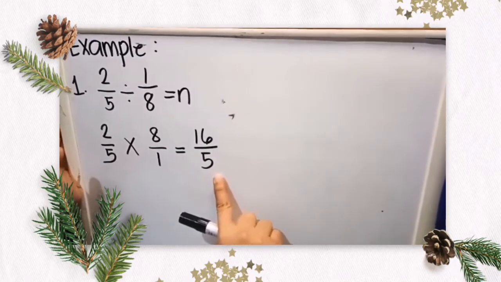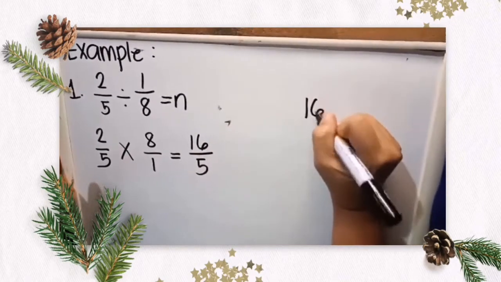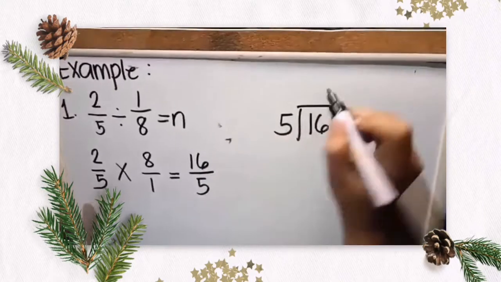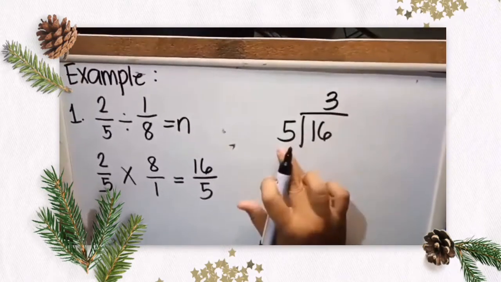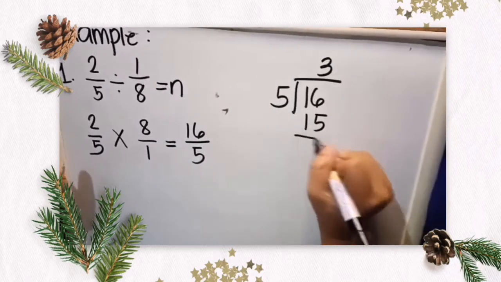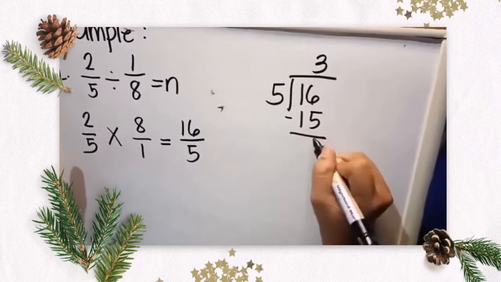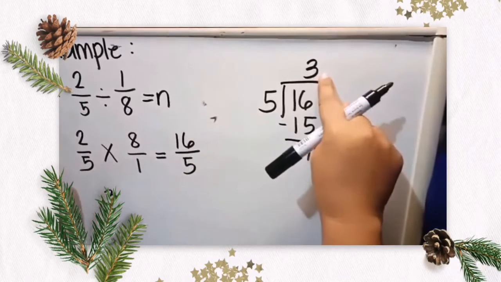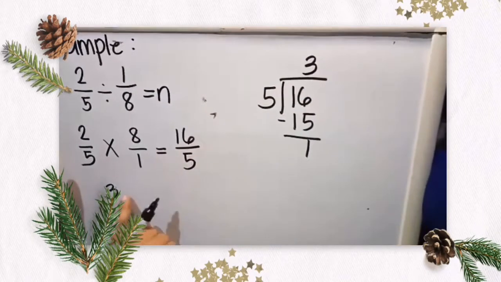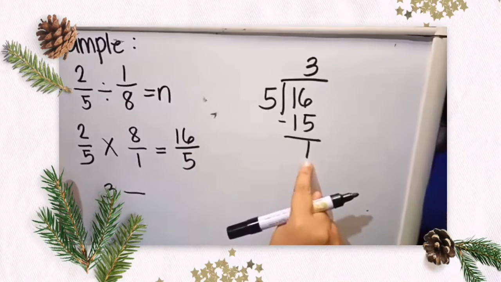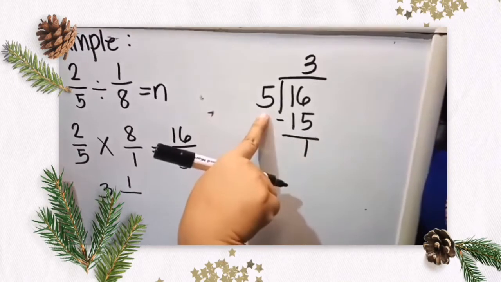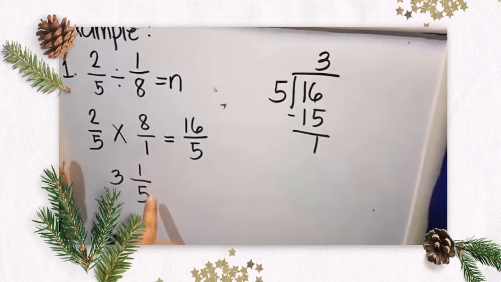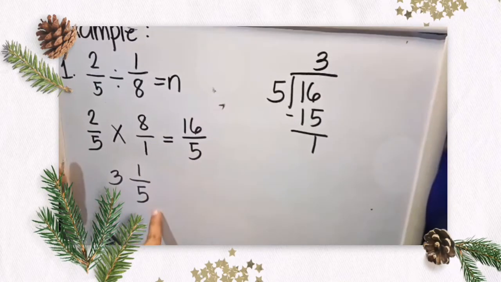Unsaon pag-change? So, you divide 16 divided by 5. 16 divided by 5 is 3. 3 times 5, that's 15. 16 minus 15 is 1. Okay, now your answer is 3. Copy the whole number 3, and your remainder as your numerator, 1, and your divisor, 5, as your denominator. Your answer is 3 and 1/5, or 3 and 1 over 5.